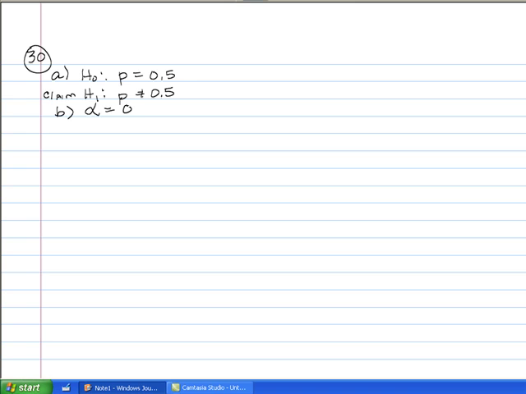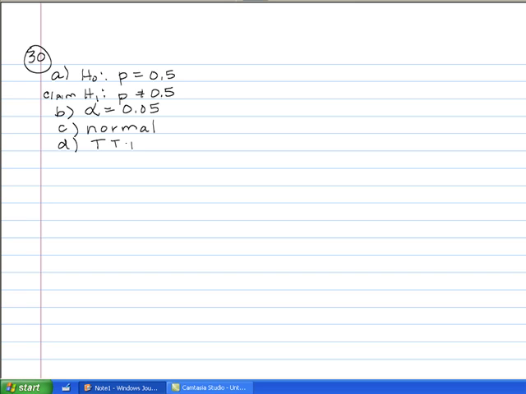Okay, part C, what is the sampling distribution of the sample statistic? We're working with a proportion, so it will be a normal. Is the test two-tailed, left-tailed, or right-tailed? It's a two-tailed test because of the not equal to. That's what makes it two-tailed.